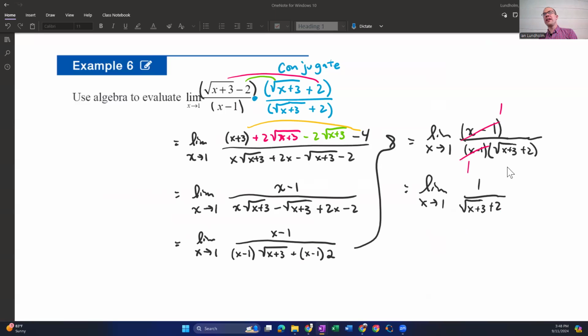If you saw this earlier than I did, gold star to you. Thank you for working ahead and pushing yourself. If you didn't see it earlier than me, can't blame me at all because I didn't see it. Anyways, now we should be able to plug in 1 and be fine. If we plug in 1 for x, we would have 1 over the square root of 4 plus 2, which is 1 over 4.